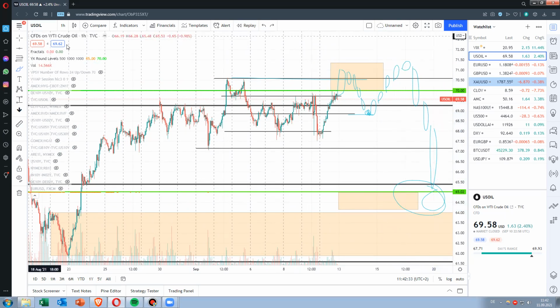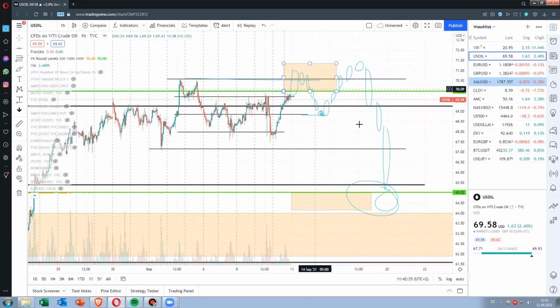This is what I think. It's not like it's going to happen like this. I just think this will happen. I don't know yet, but these are basically the zones I'm looking at. I'm looking at the reaction from this level, and I'm looking at the reaction from all these lines and this level especially because these are key levels.